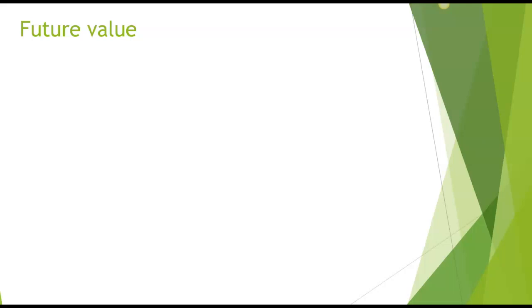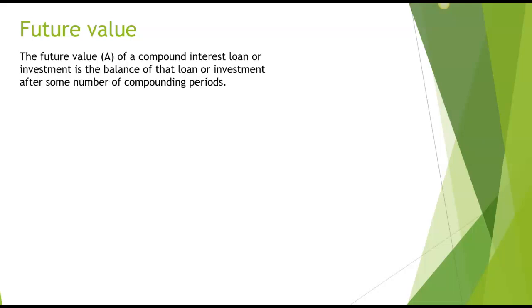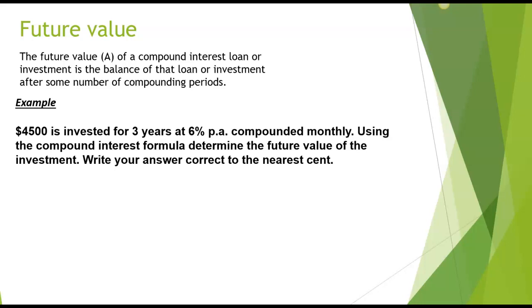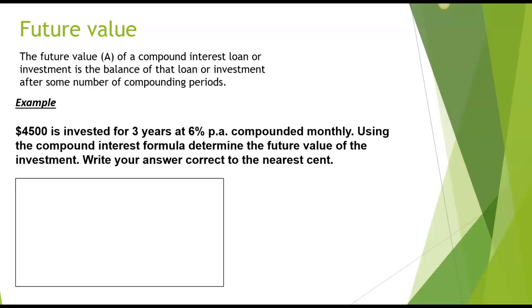So let's work out how to use the compound interest formula to work out the future value. The future value of a compound interest loan or investment is the balance of that loan or investment after a number of compounding periods. So, for example, $4,500 is invested for 3 years at 6% per annum, compounded monthly. Use the compound interest formula to determine the future value of the investment. Write your answer to the nearest cent. So, our rate of interest is 6%, converted to a decimal is 0.06, but it's compounding monthly, so our percentage rate per compounding period is 0.005. So I divide it by 12. Our number of compounding periods, because it's 3 years, 3 times 12 months in a year, is 36 compounding periods.